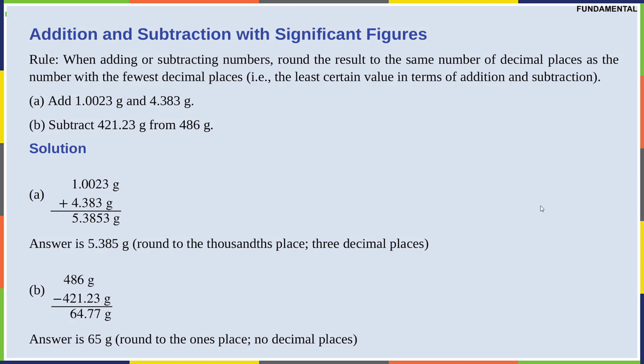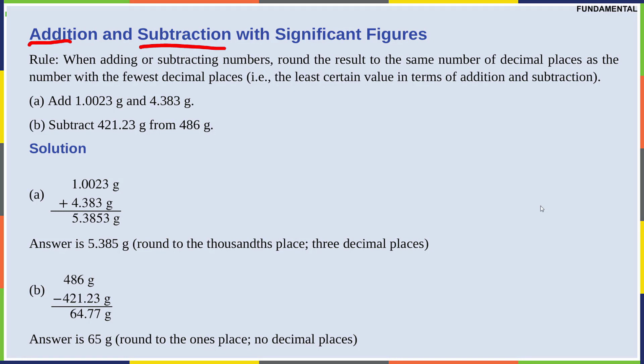You're going to have to add and subtract. You're going to have to multiply and divide. The problem is you have to do that with significant digits in mind. Let me show you how to do that. So now we're going to take a look at addition and subtraction. We'll move over to multiplication and division in a different slide.